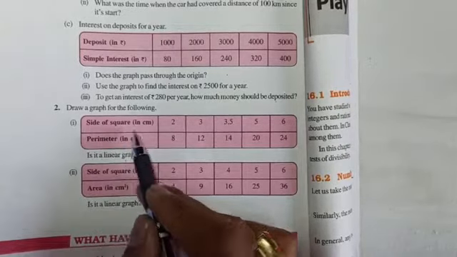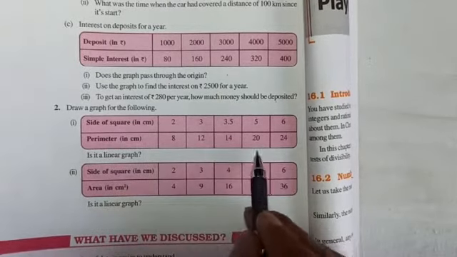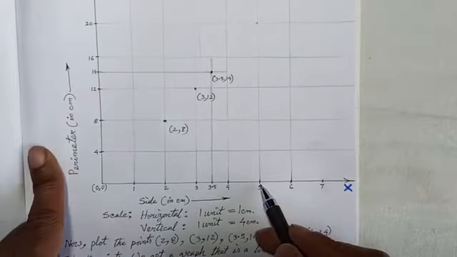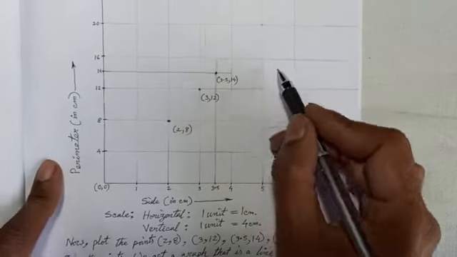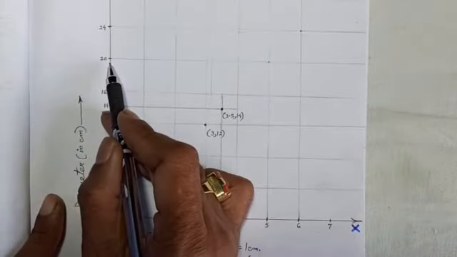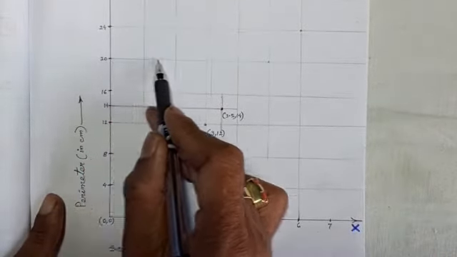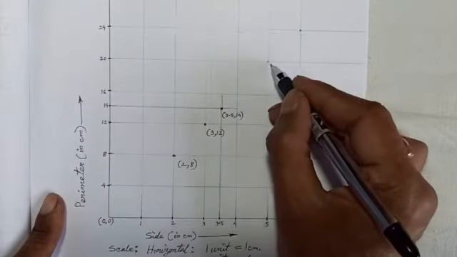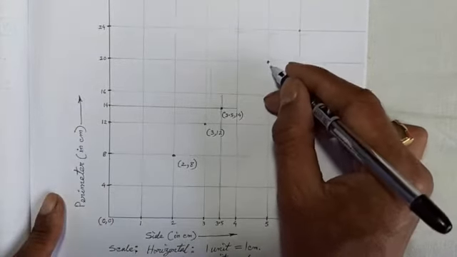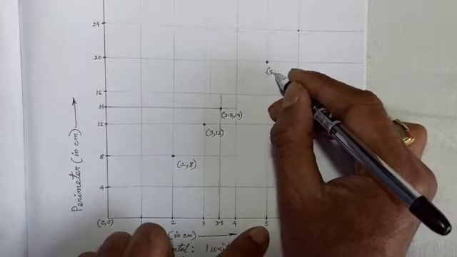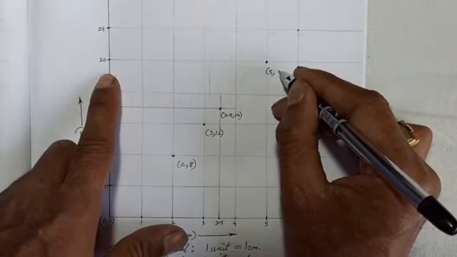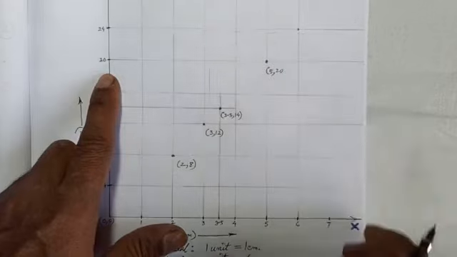Next is side of the square is 5 and perimeter is 20. So here is 5. Through this point we are drawing a perpendicular line, and here is 20. Through this point we are drawing another perpendicular line, and these two perpendicular lines intersect here, and this point represents the coordinate 5 and 20.